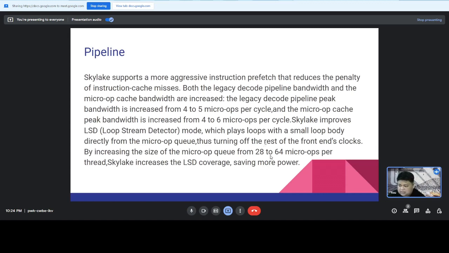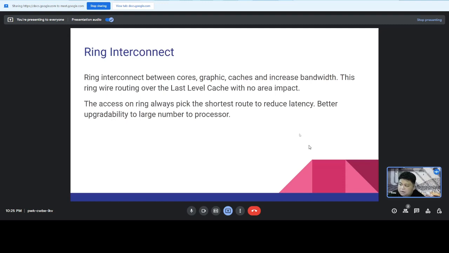Skylake improved LSD, which is loop stream detector mode, which plays loops with a small loop body directly from the micro-op queue, thus turning off the rest of the front-end's clock. By increasing the size of the micro-op queue from 8 to 64 micro-ops per thread, Skylake increases the LSD coverage, saving more power.